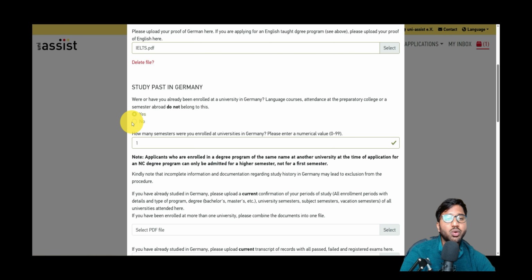But that is for people who have already done 1 semester in a different German university. But for us as freshers, we have not done anything. We are going to this particular college to study the first semester or start the degree. That's the reason you have to select no, and the semesters you have done is 0.